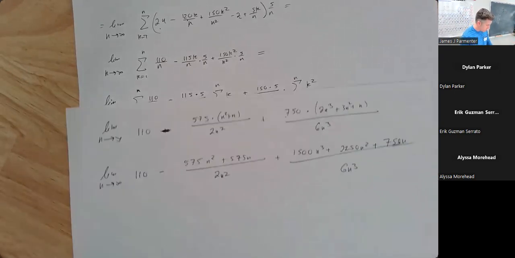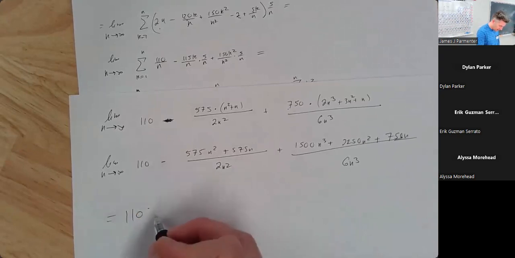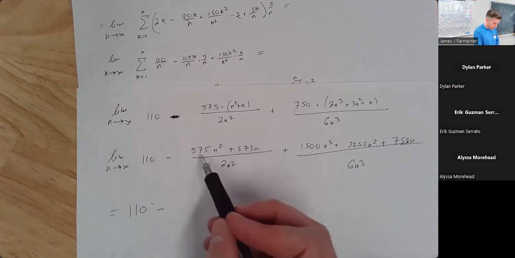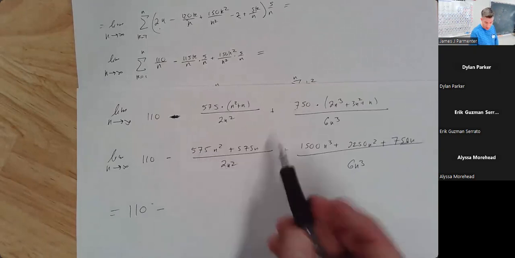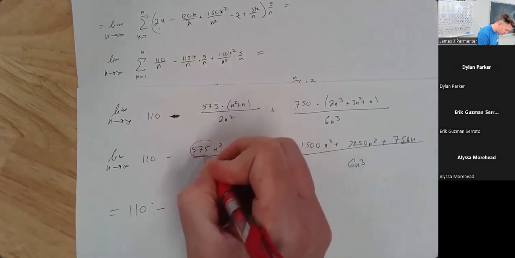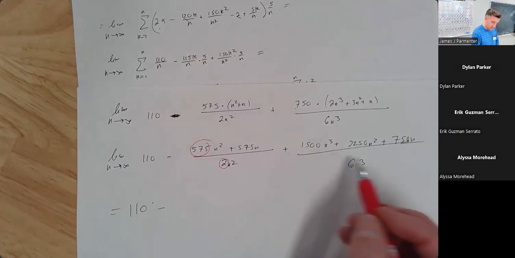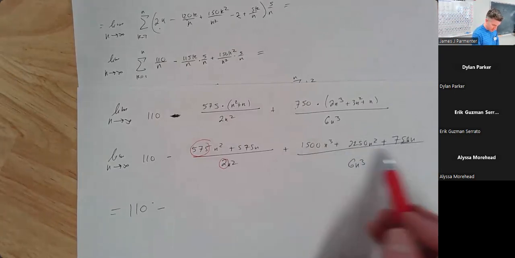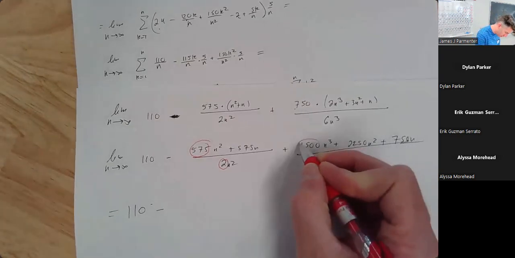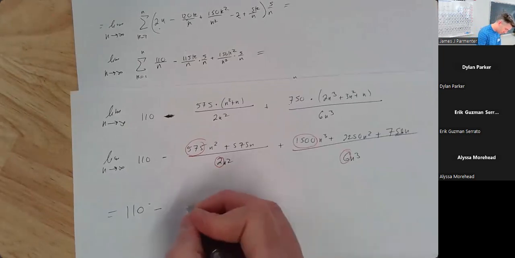But now when we take the limit, well, the limit of 110 is 110. And this rational function that's a degree 2 polynomial on top and a degree 2 polynomial on the bottom, the limit of that rational function is the quotient of the leading coefficients. Same deal over here. The limit of this third degree polynomial divided by this third degree polynomial is the quotient of the leading coefficients. Oh, okay, I see. That makes sense.